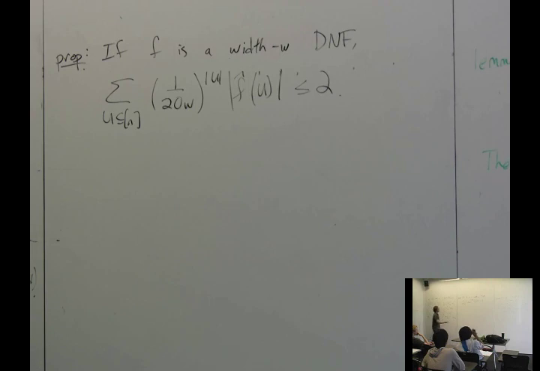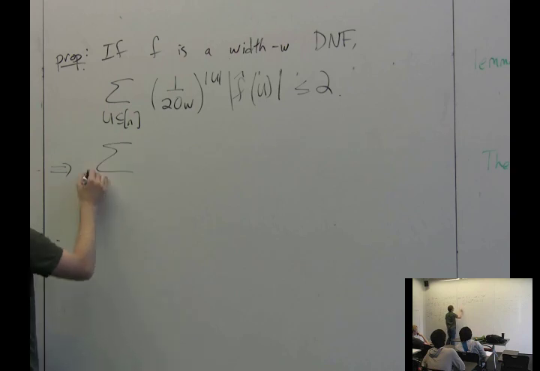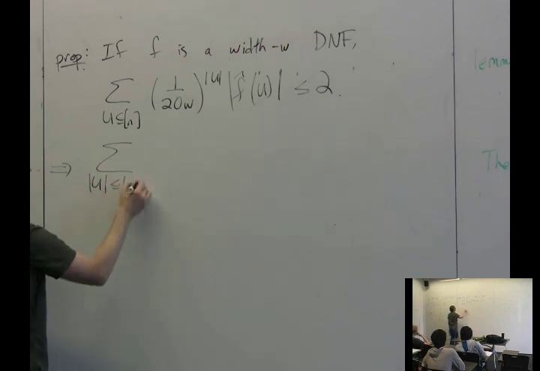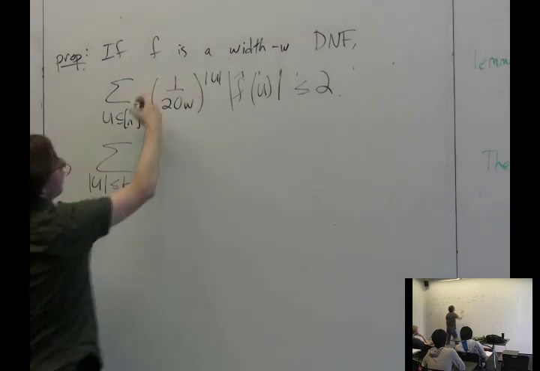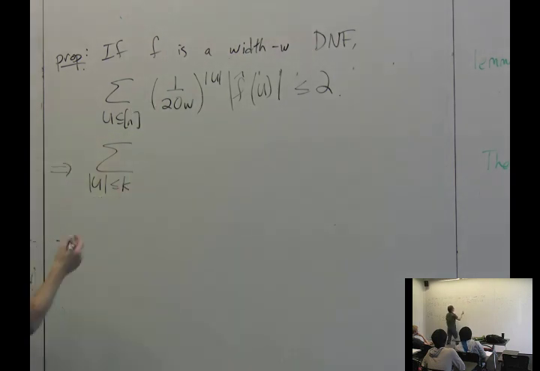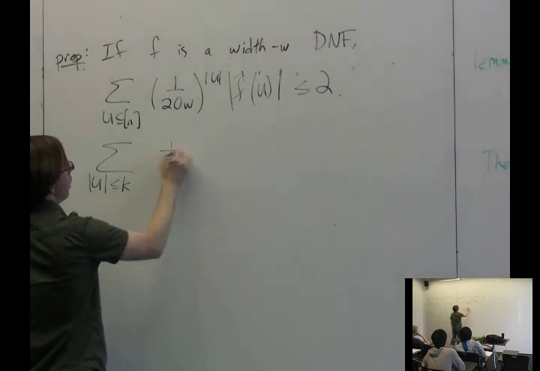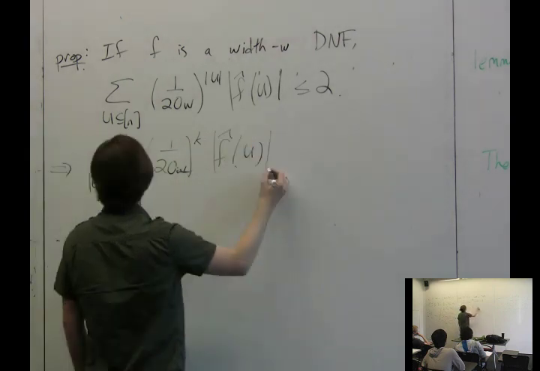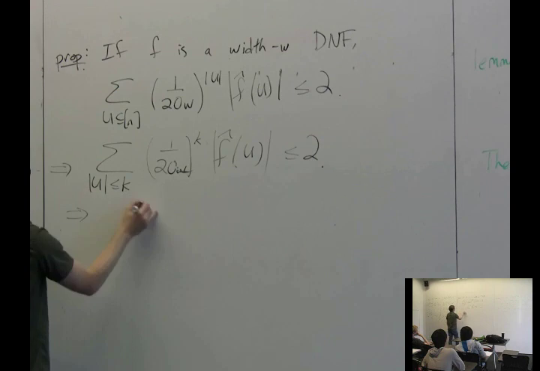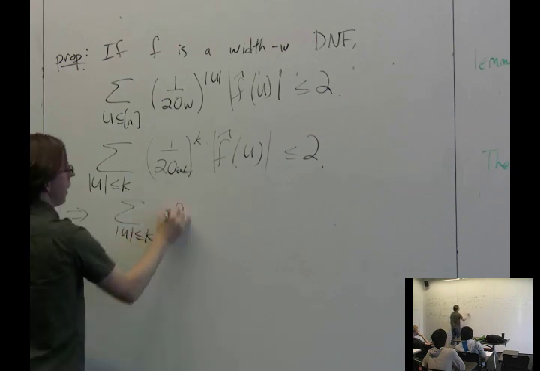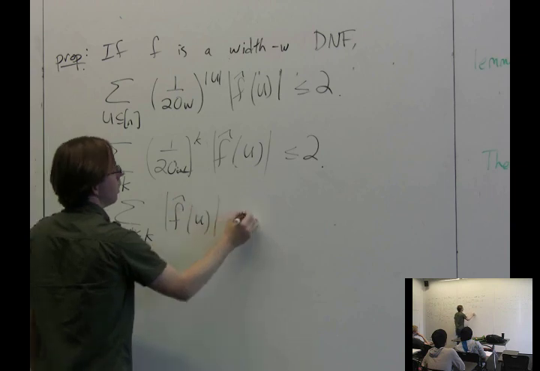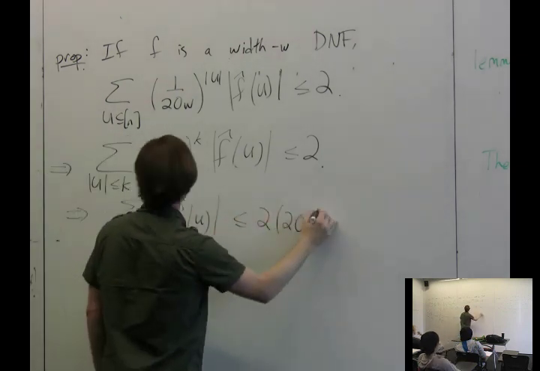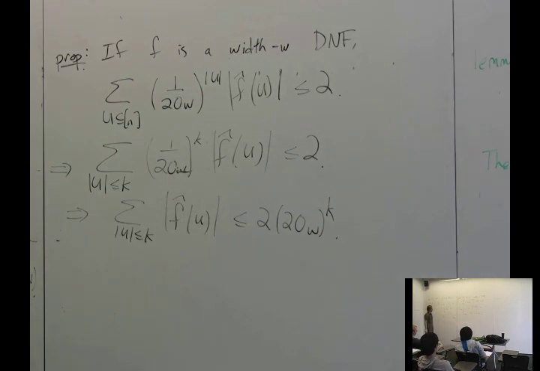And I'm just going to drop some of these terms. I'm only going to sum this over u's of size at most k. Then this thing will always be greater than or equal to 1 over 20w to the k times f hat u. So it implies the sum over u of size at most k of f hat u is at most 2 times 20w to the k. Sorry about all the calculations. We're almost done.